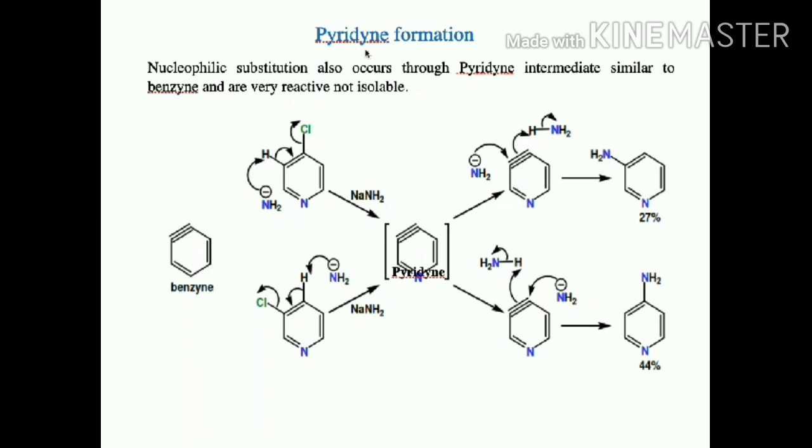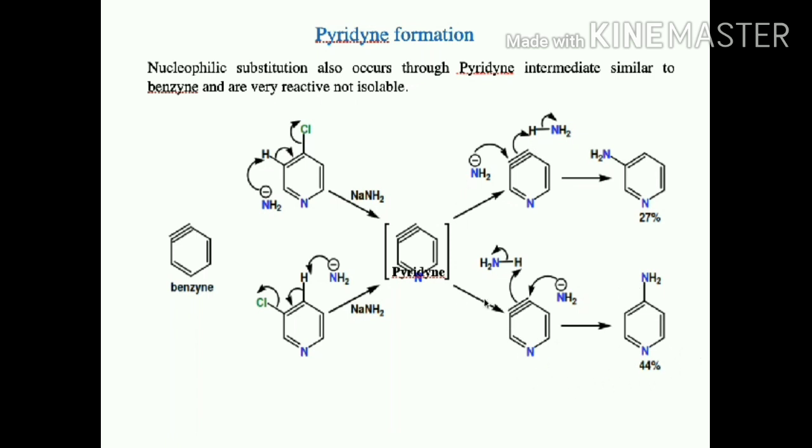Substitution reaction also occurs through formation of a pyridyne intermediate in pyridine, which is similar to benzyne, and they are very reactive and cannot be isolated. So whenever pyridine has a halogen, if it is treated with sodium amide, it is going to form the intermediate pyridyne, which is similar to the benzyne intermediate, and it is going to show the nucleophilic substitution reaction.